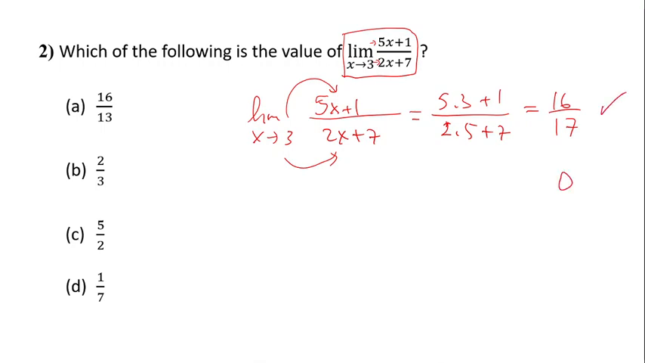If you have a 0 over 0 case, you try to do some simplification. If you have a non-zero number over 0, then we say the limit does not exist. But anyway, if we have a number and not a 0 over 0 case, we can directly say it's this value. 3 times 2 is 6, sorry, 6 plus 7, it will be 13. So I didn't see it in the choices.